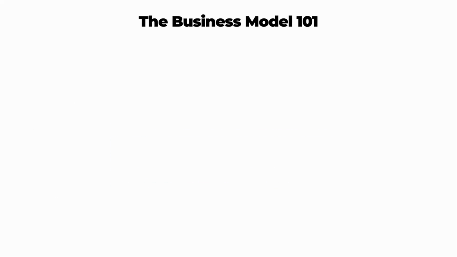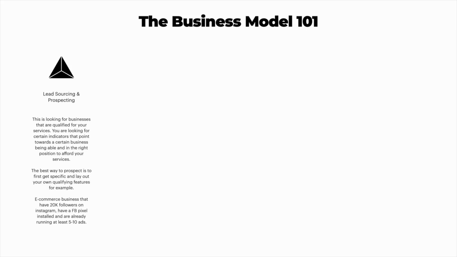What I'm going to do is break the business model down into 5 crucial areas. Again, this is like a 10,000 foot overview. There's definitely more areas of the business than this. These are the 5 main pillars of a social media marketing agency. So we have lead sourcing and prospecting. Lead sourcing and prospecting is basically looking for businesses that are qualified for your services. What you're looking for is certain indicators that point towards a business being in the right position to afford your services, that need your services and can afford them, if I was to say it in the simplest way possible.